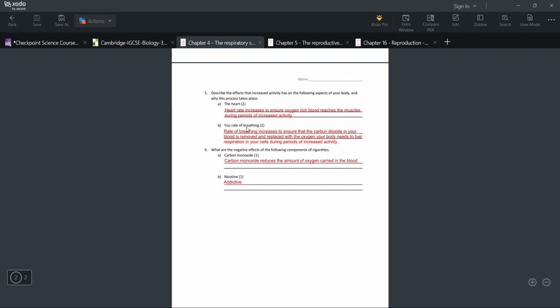What is the negative effect of the following components of cigarettes? Carbon monoxide.